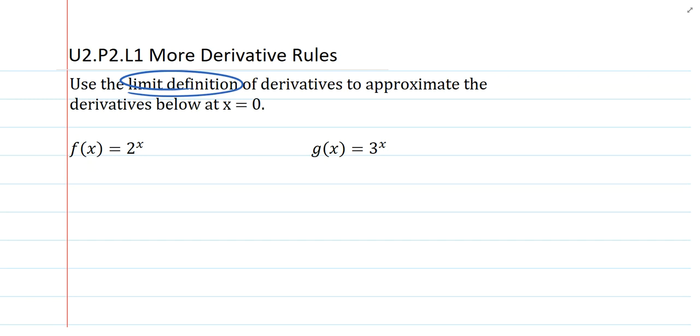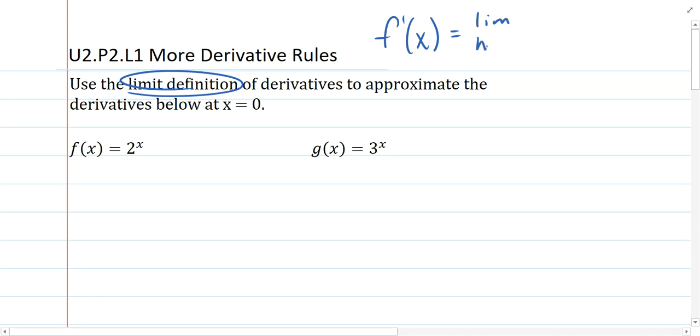So the limit definition said something like this: the derivative of a function is equal to the limit of that function as h approaches 0. Oops, let me be a little bit more careful here. The limit as h approaches 0 of f of x plus h minus f of x divided by h. So as this difference quotient is evaluated with h approaching 0, then the end result is indeed the derivative.